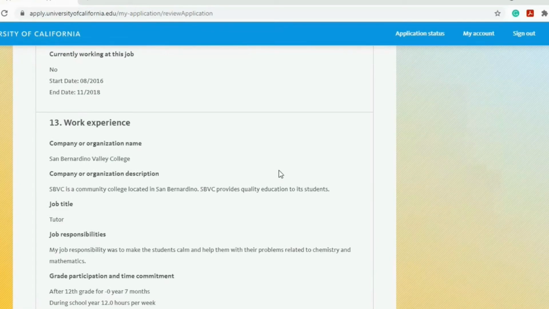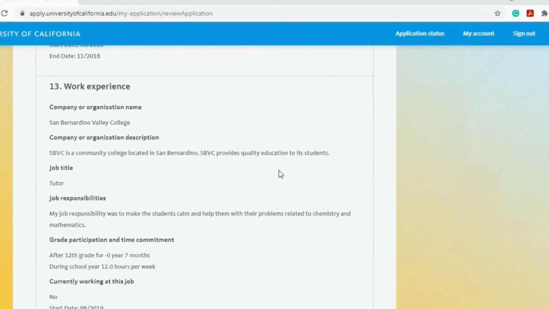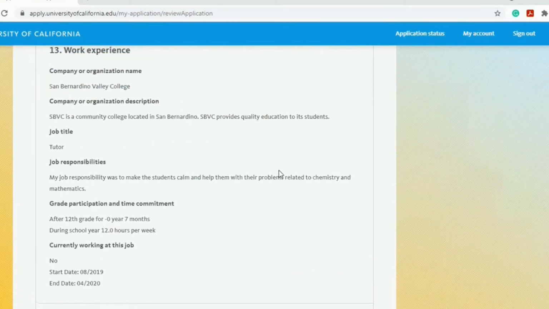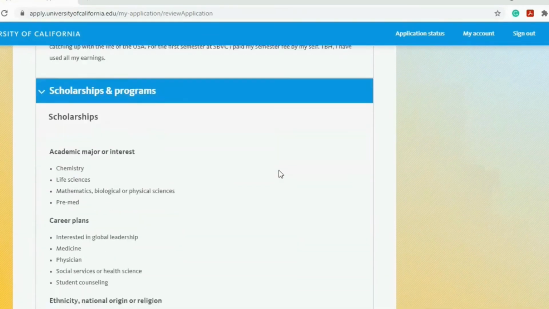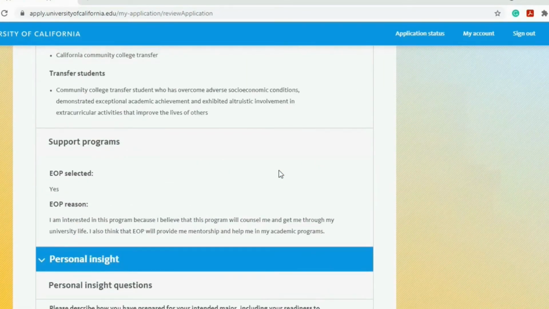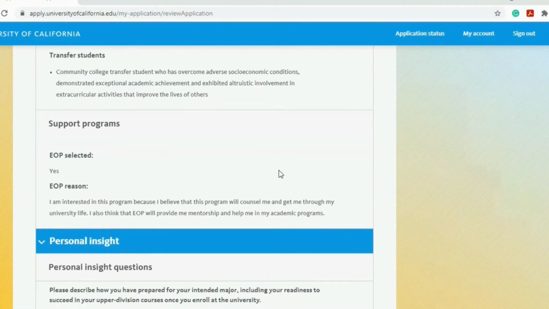Then I worked at San Bernardino Valley College as a tutor for about 6 months. Due to COVID, I was laid off. I technically did not leave it, but due to COVID I had to. I had no other option because everything was shifted to online, and at that time the school was not giving online tutoring. So we all were laid off. So this was something regarding my volunteer experiences.